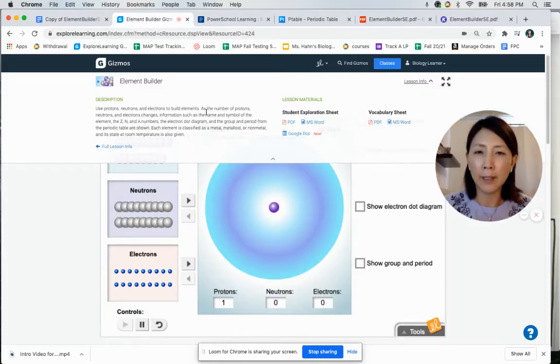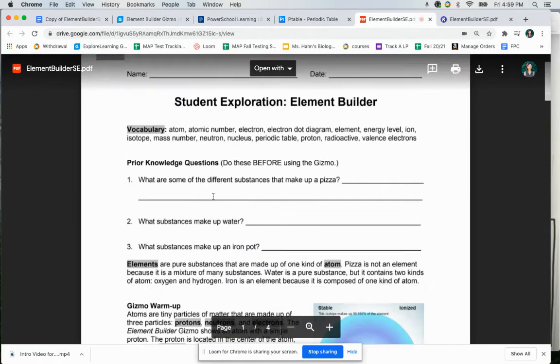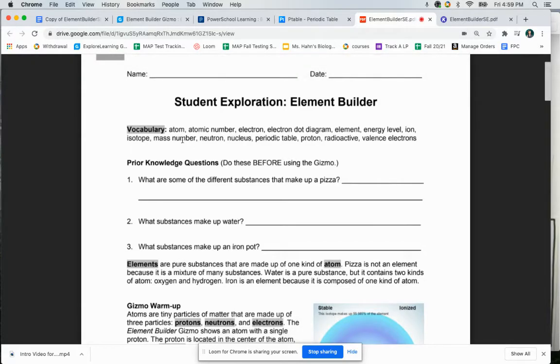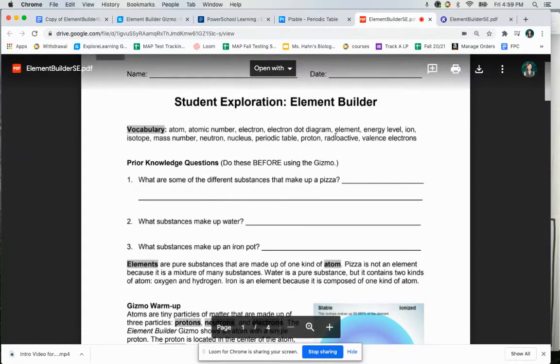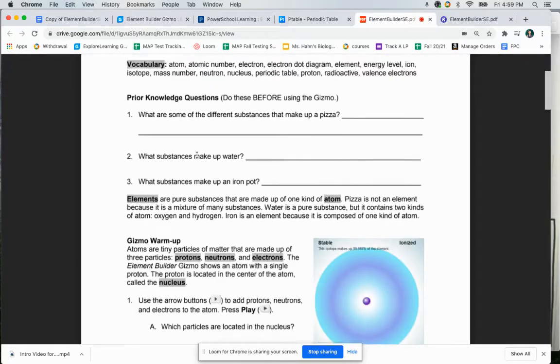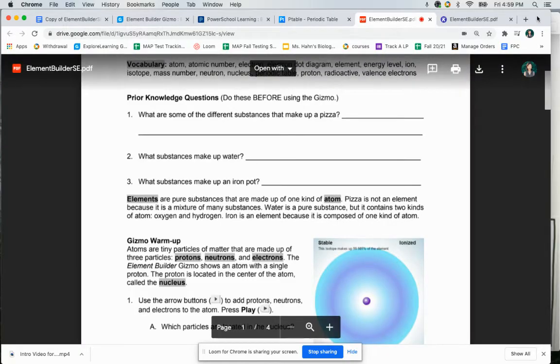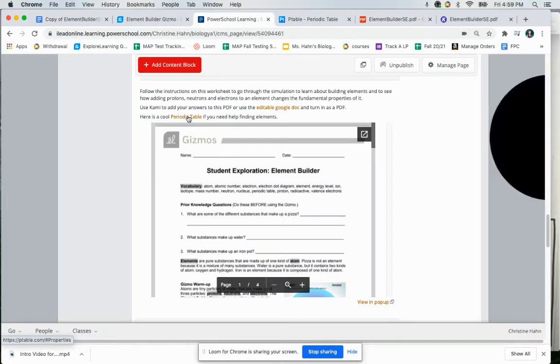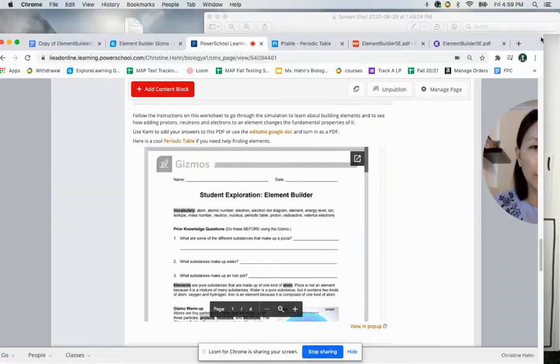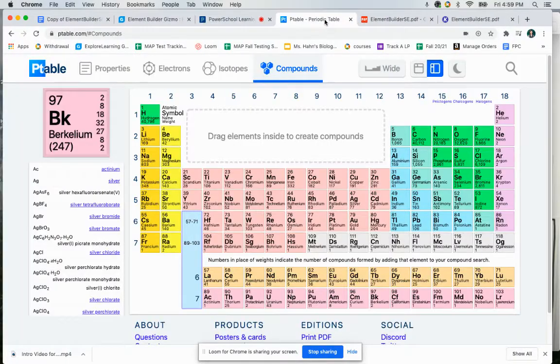Okay, so let's just take a look at this particular lab. It's got some prior knowledge questions, and it's using a lot of this vocabulary. Okay, what substances make up water? Hopefully you know. That's H2O. If you're not sure what H and O stand for, I also put a link for a periodic table. So you can come over here. That periodic table is right here. Okay. So H2O, H is hydrogen, O is oxygen.